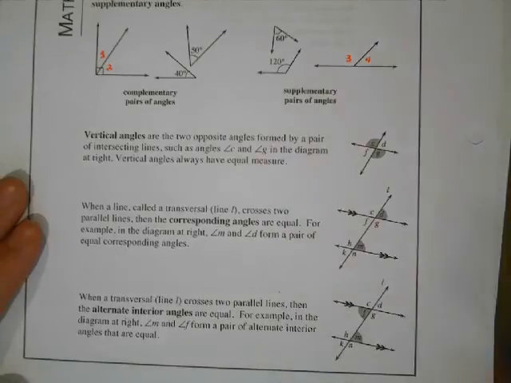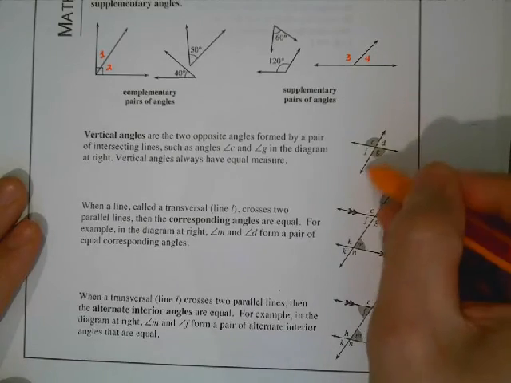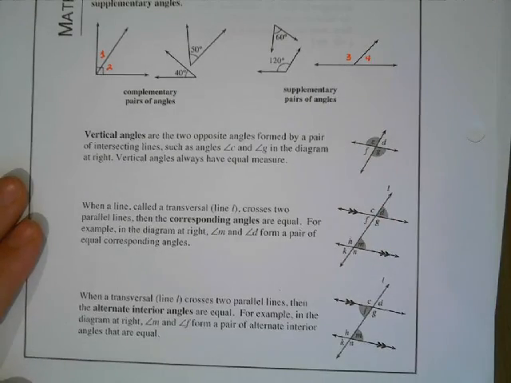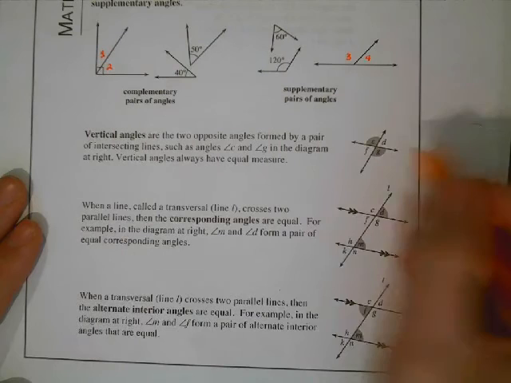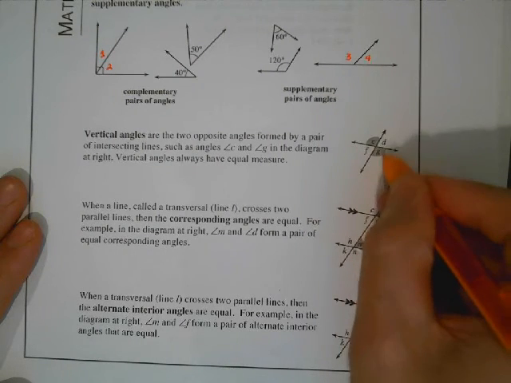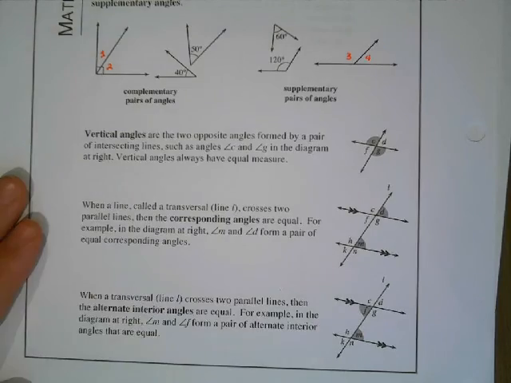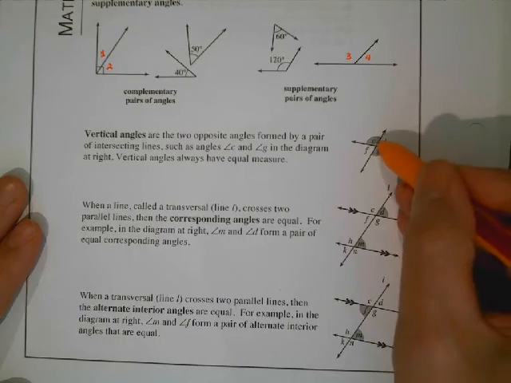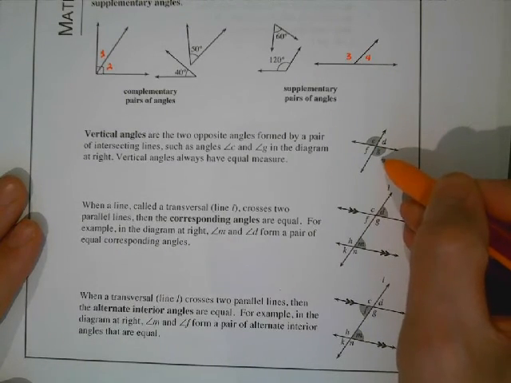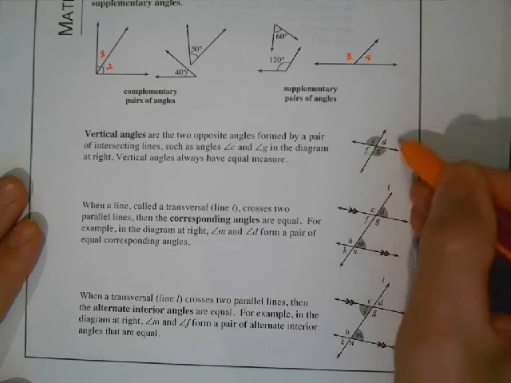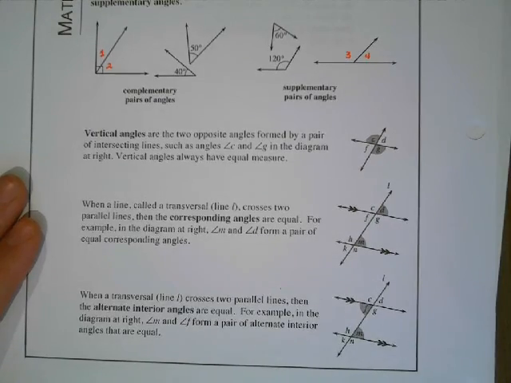Okay, vertical angles. Anytime that you have two lines that cross each other, you come up with angles on opposite sides. Those ones we call vertical angles. And we find out later on that vertical angles are always equal to each other. So here we see that C and G would be equal to each other, and also F and D would be equal to each other. They'd be the same measurement.